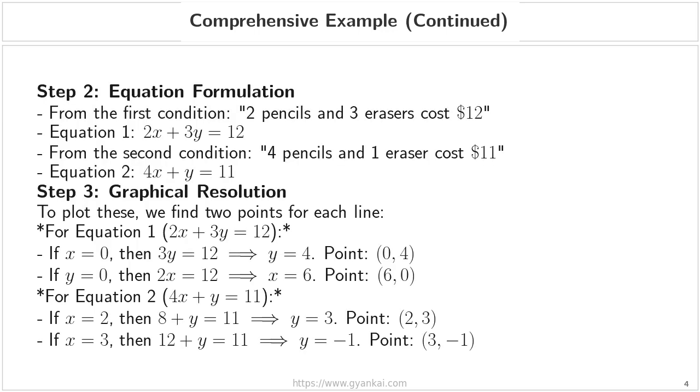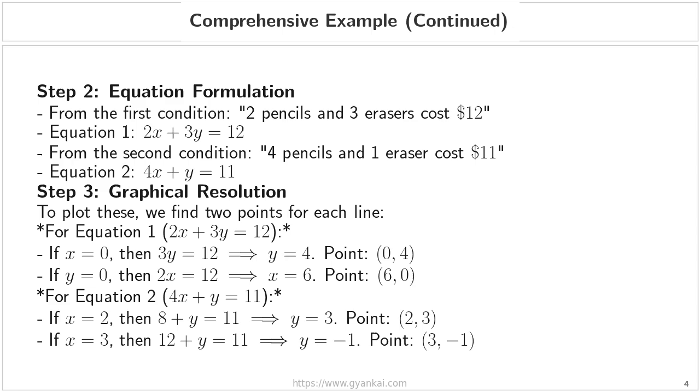Now let's do the same for our second equation, 4x plus y equals 11. For this one, I'll pick 2 different values for x to see where they land. If we let x be 2, then 4 times 2 is 8, and 8 plus y equals 11, which means y must be 3. So our third point is (2, 3).